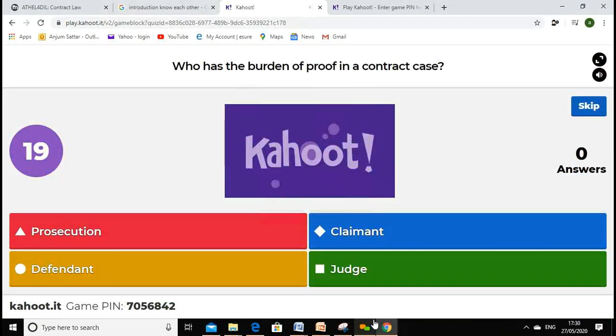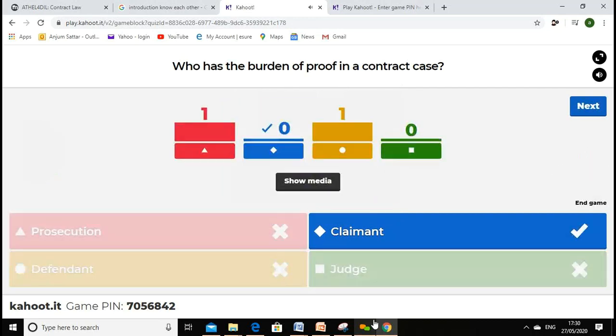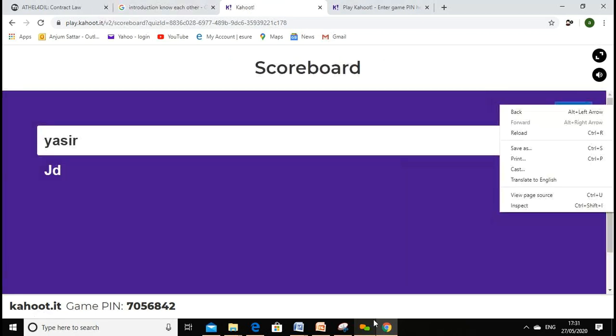Who has the burden of proof in a contract case? There are two parties, one is a claimant, one is a defendant. Who needs to provide the proof? Oh, I'm getting these all wrong. It's a matter of clicking, because sometimes it's so fast. If you are the claimant, claiming something, you need to provide the proof. I can get my file, all the evidence, when I want to claim it, and they should accept it then.